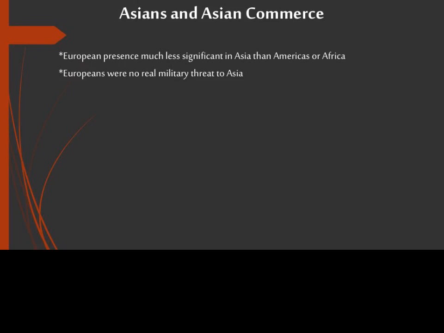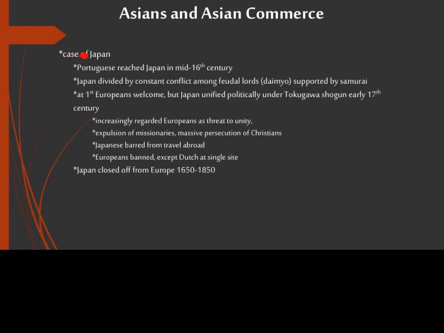Now, let's talk about Asians and Asian commerce. So European presence was much less significant in Asia than in the Americas or Africa. They had no real military threat to Asia. So let's start with the case of Japan. The Portuguese reached Japan in the mid-16th century.